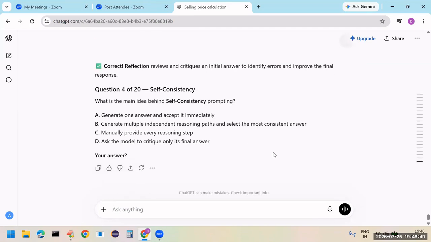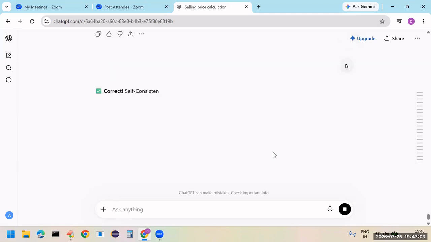Sir, what is the main idea behind self-consistency prompting? Generate multiple independent reasoning paths and select the most consistent answer. B. Correct? B. Correct.